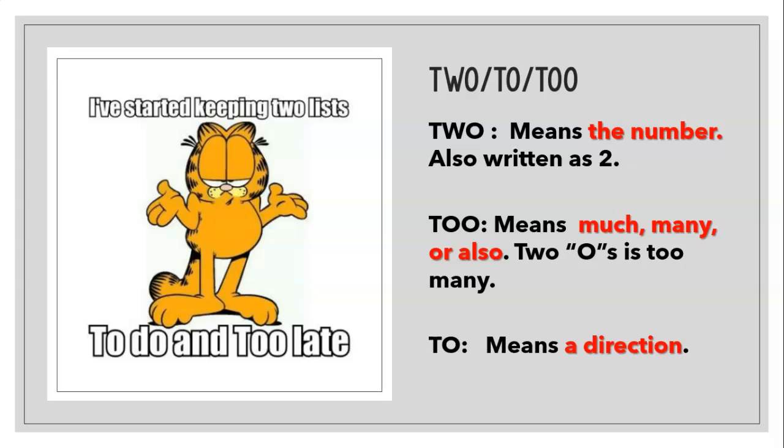TO means a direction, or it's the word that you put in front of a verb. So I'm going to school. What direction am I going? To school. Or I'm going to run. TO goes in front of a verb, or it's a direction. Again, pause the video if you need more time.